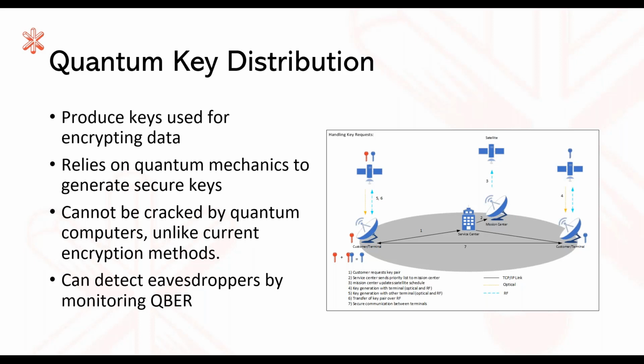The reason quantum key distribution is different is that it relies on quantum mechanics to generate these keys, and that makes them truly random. So they can't actually be reversed in any way.